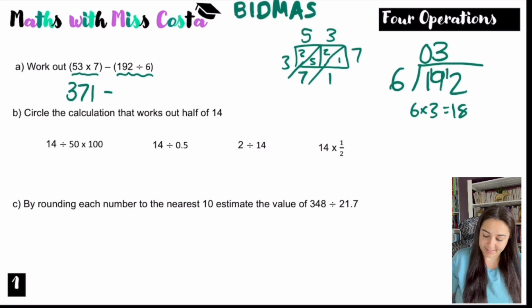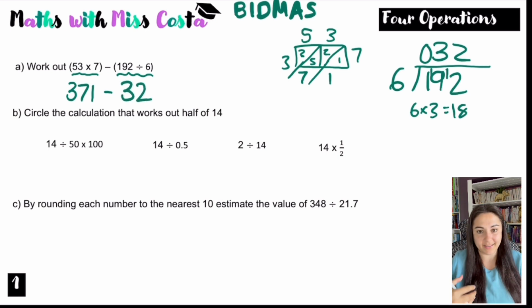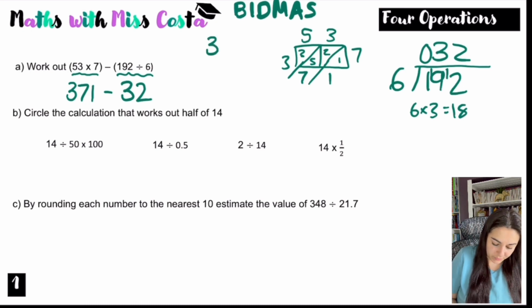And how many times does 6 fit into 12? Oh, twice. So that would be 32. Okay, so you work out what's inside the brackets and you write it as an equivalent calculation underneath. And then you just do your subtraction.